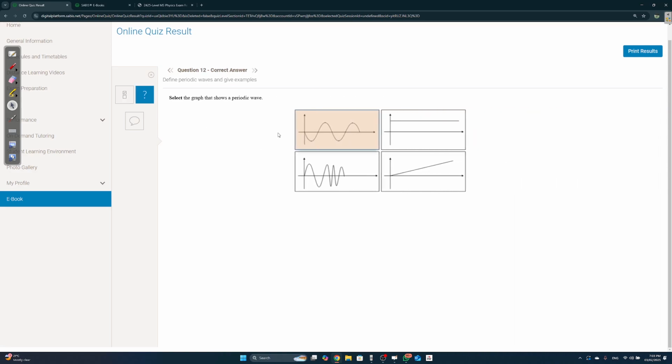Question 12. Select the graph that shows a periodic wave. When I say something is periodic, that means it repeats itself. Like the periodics we do weekly, right? We have periodics every week, okay? That means they repeat themselves.